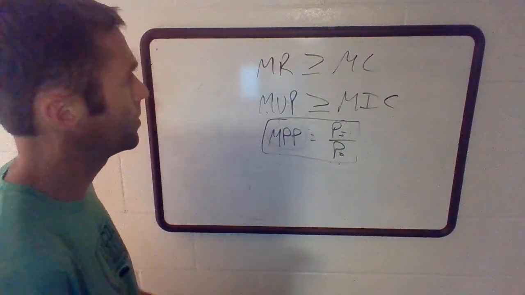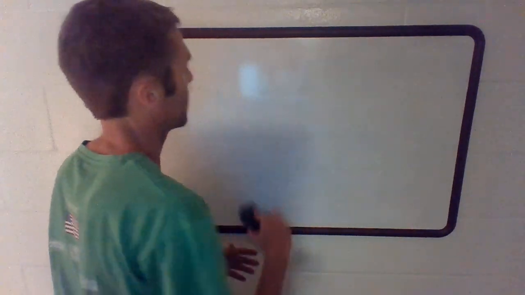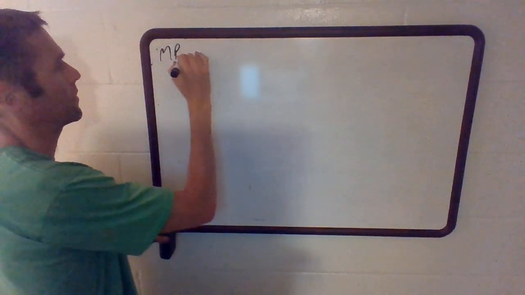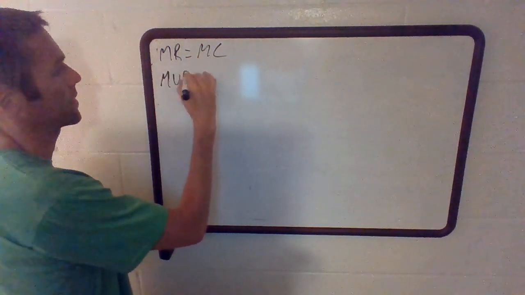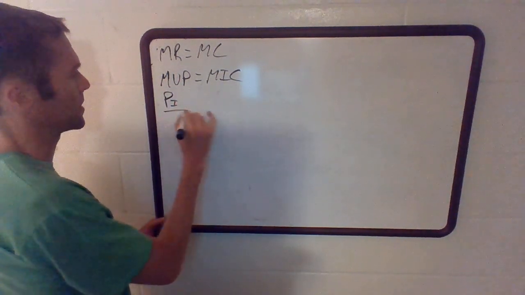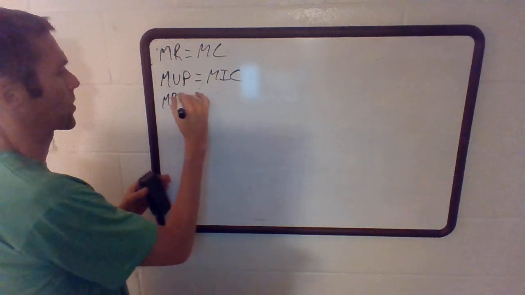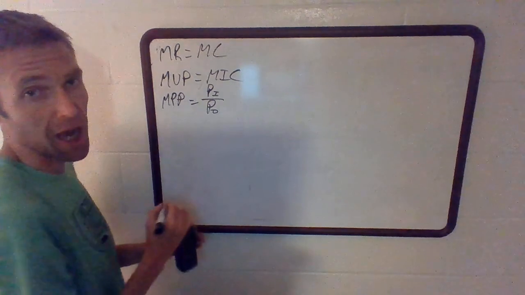Okay, so let's prove that these are all the same. Okay, so we have 3 rules. We have marginal revenue is equal to marginal cost. We have marginal value product is equal to marginal input cost. And we have the marginal physical product should be equal to the price of the input divided by the price of the output.